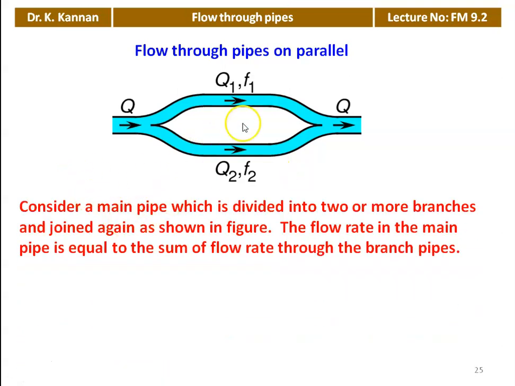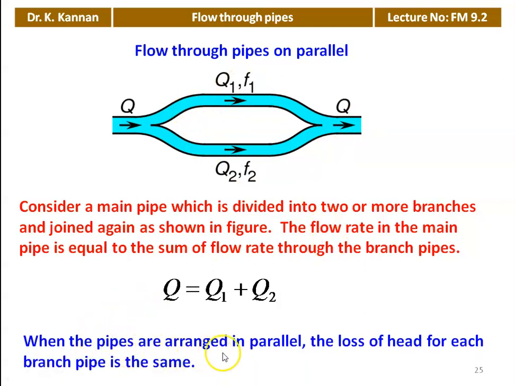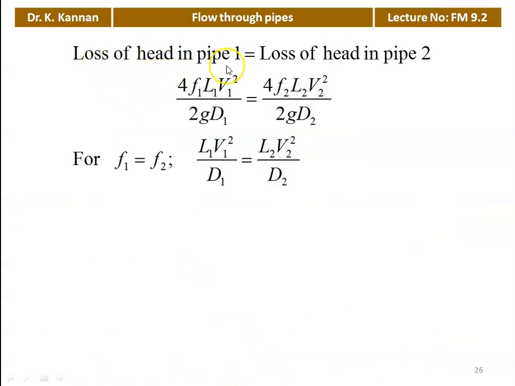In pipe flow through parallel pipes, consider a main pipe which is divided into two or more branches and joined again as shown in the figure. The flow rate in the main pipe equals the sum of the flow rates in the branch pipes. So capital Q equals Q1 plus Q2. This is very familiar and easy to calculate. When the pipes are arranged in parallel, the loss of head in each branch pipe is the same. So the loss of head in pipe 1 equals the loss of head in pipe 2. So 4 F1 L1 V1 square by 2 G D1 equals 4 F2 L2 V2 square by 2 G D2. When the friction factors are equal, F1 equals F2, so L1 V1 square by D1 equals L2 V2 square by D2.